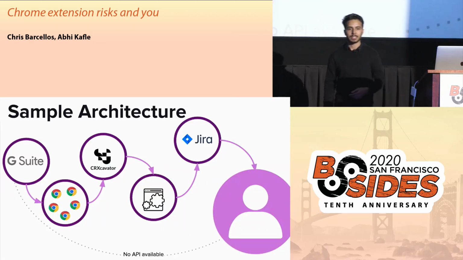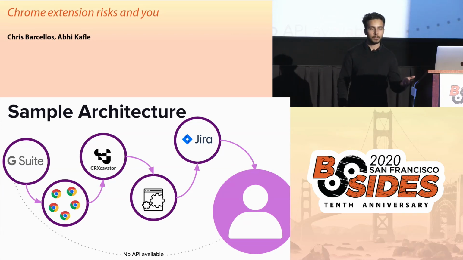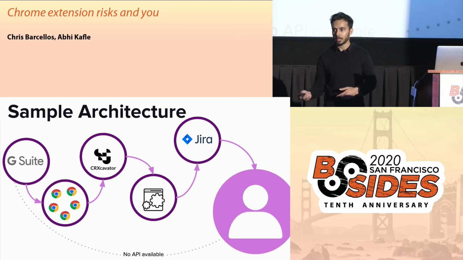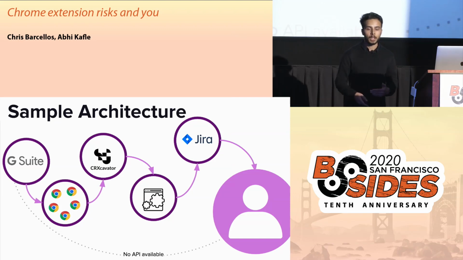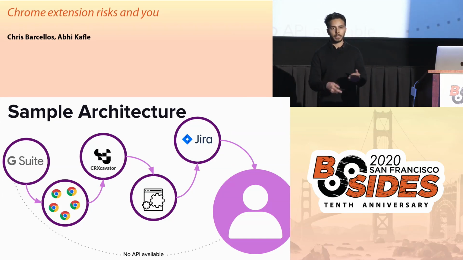This is a sort of a sample architecture for the whole workflow. Like we just talked about, if we have a G Suite environment, you bring all of them into visibility using one of the methods that we talked about earlier. We pass all of that data into CRXcavator, which is a tool that Chris talked about earlier, which gives you a risk snapshot for each individual extension that you have installed in your company. The data from CRXcavator is then passed into some custom automation that we built in-house.